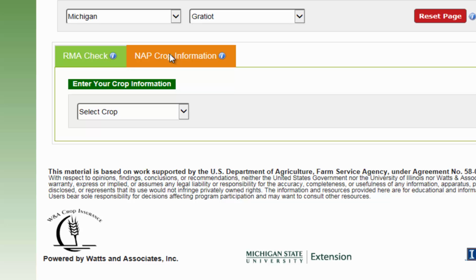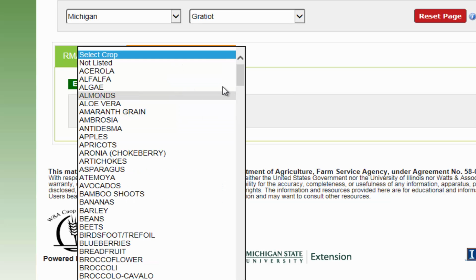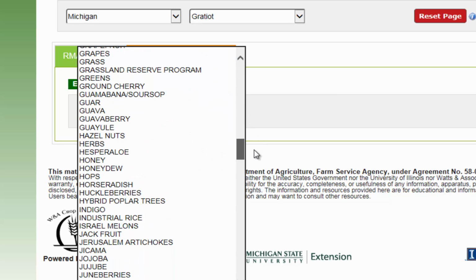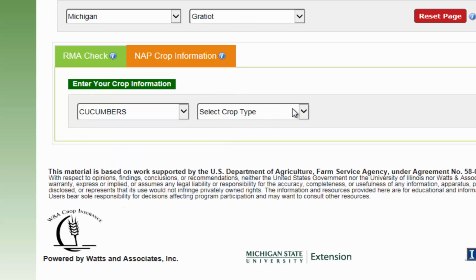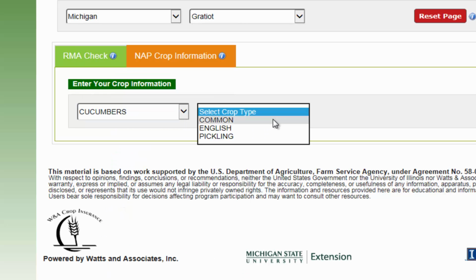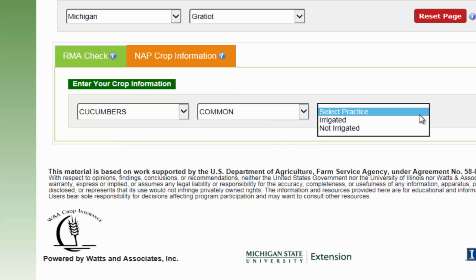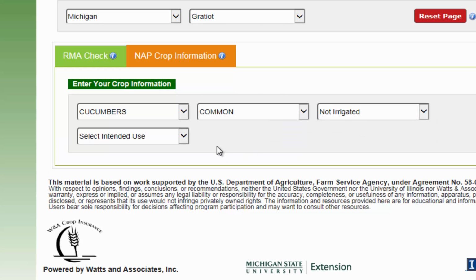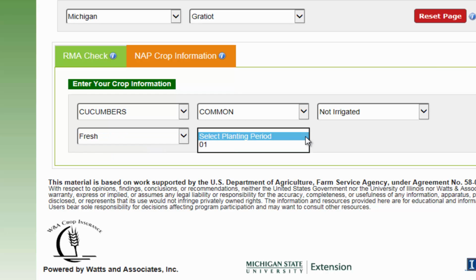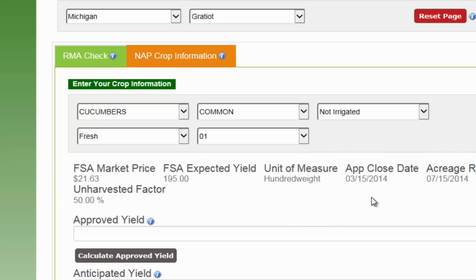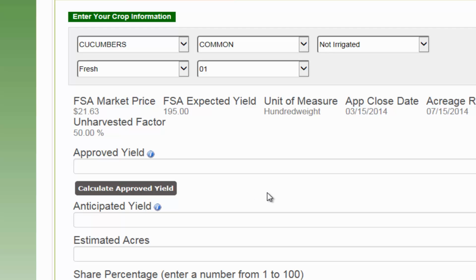So we'll go up and click NAP crop information. Again, we have to select a crop of cucumbers right here. You look and you select the type. Let's say it's common. You select a practice. Doesn't really matter which one you pick there. And let's say it's fresh. Okay, your planning period you have to pick even though there's only one choice. And there you get to where you go through, just like we did before, the information for NAP coverage, and you motor on just like we did in the other ones.